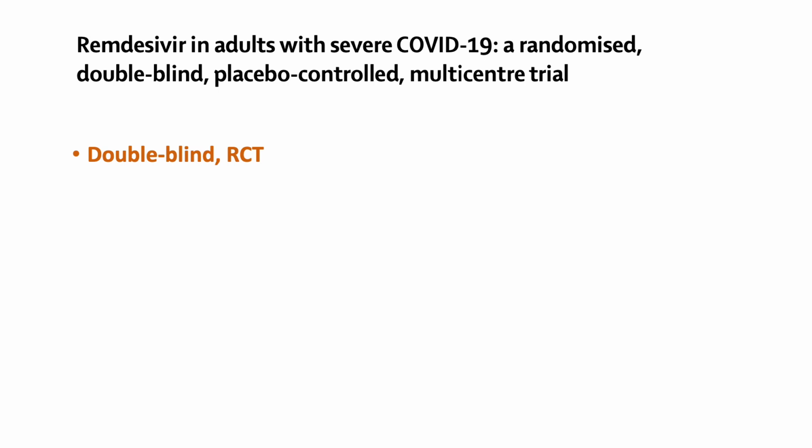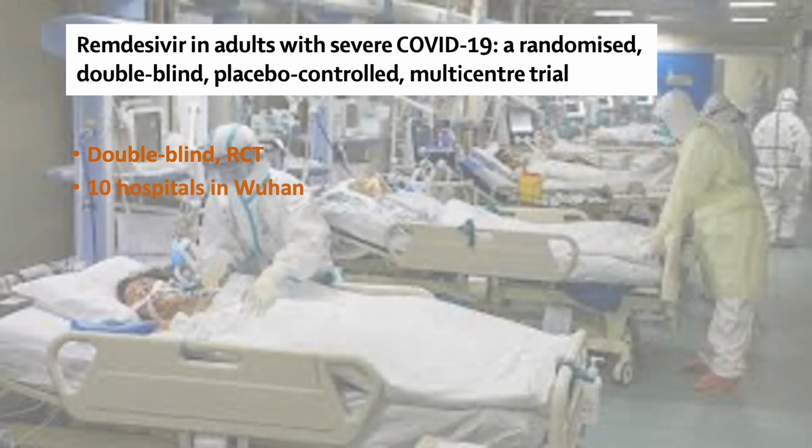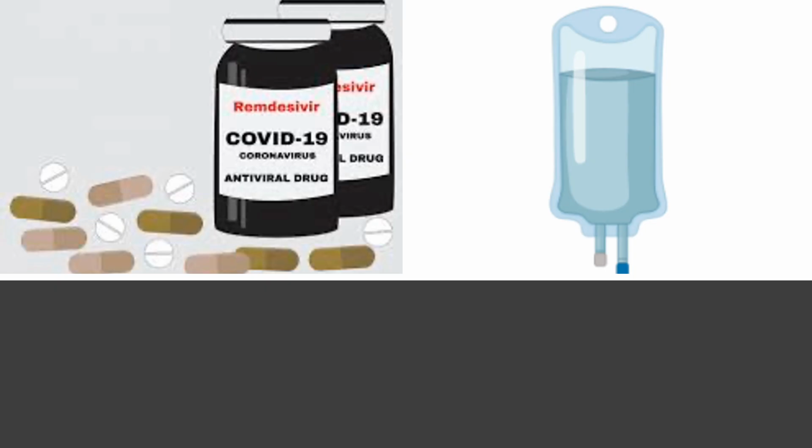This was a study conducted in China, where it all started. It was a double-blind, placebo-controlled, randomized controlled study involving 10 hospitals in Wuhan. So what did they do? They randomized patients in a 2-to-1 ratio. For every 2 patients who received remdesivir, 1 patient would get the placebo.